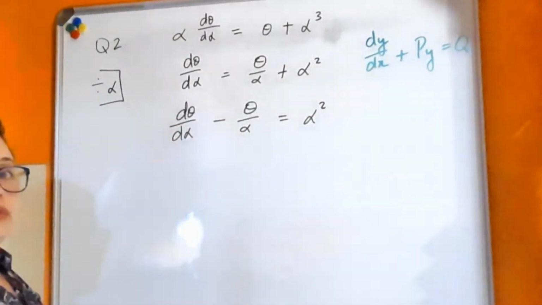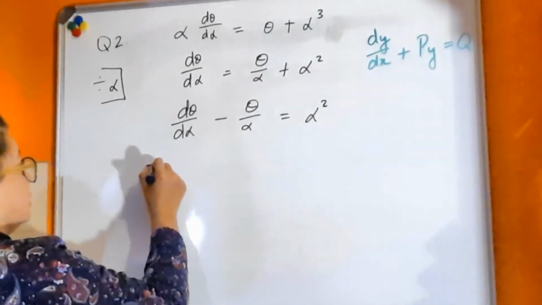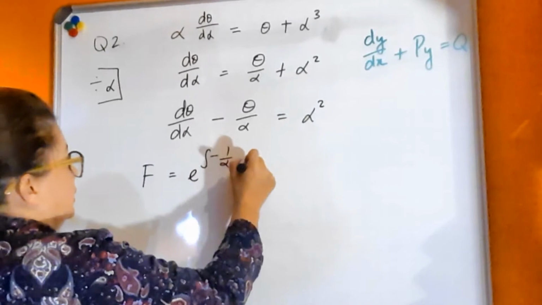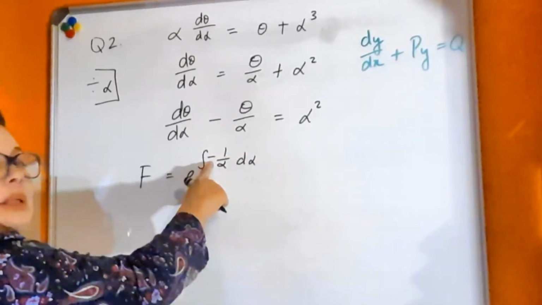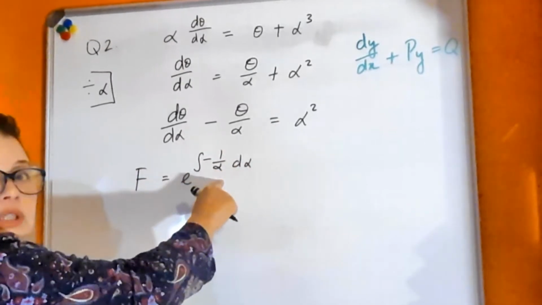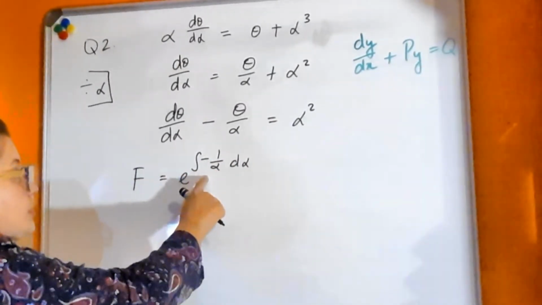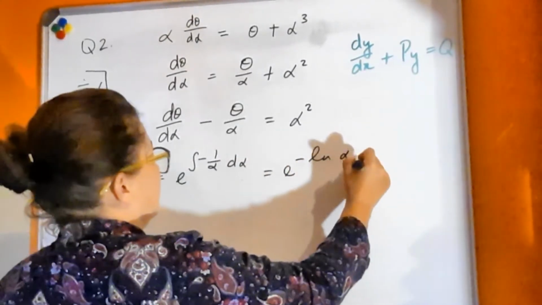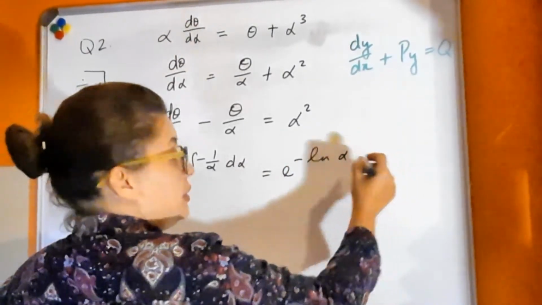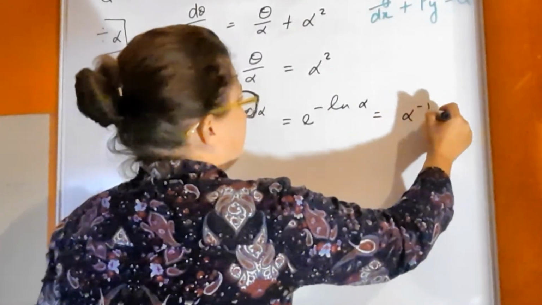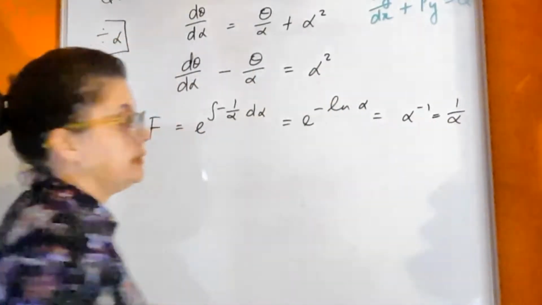The next step is to find your integrating factor. So F is equal to e to the integral of minus 1 over alpha. Please remember that the sign is part of this value here. Right? That's a common mistake that students make. So that is going to be that, which is, using your log laws, alpha to the power minus 1, which is 1 over alpha.